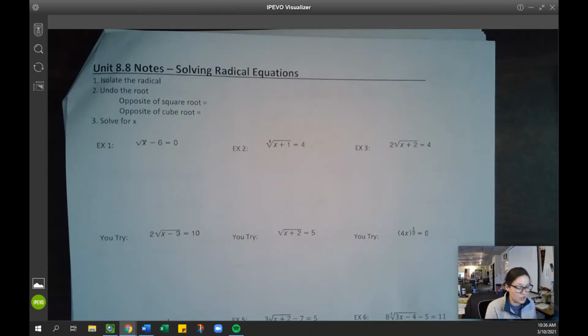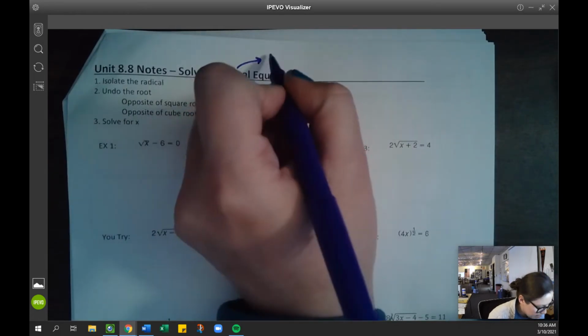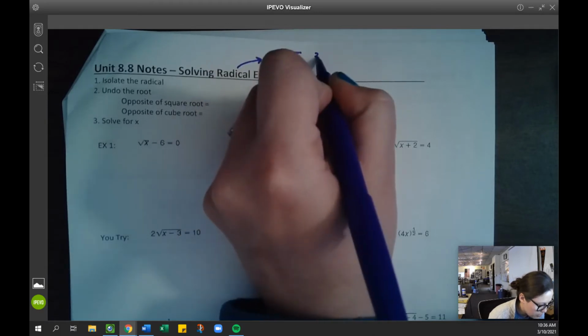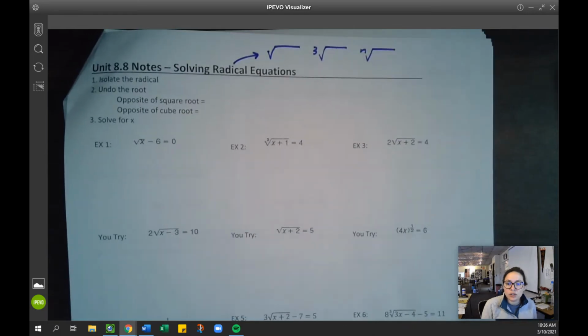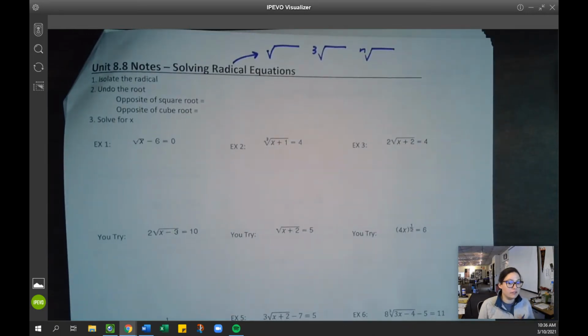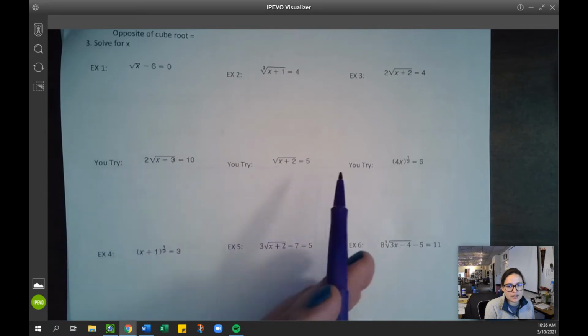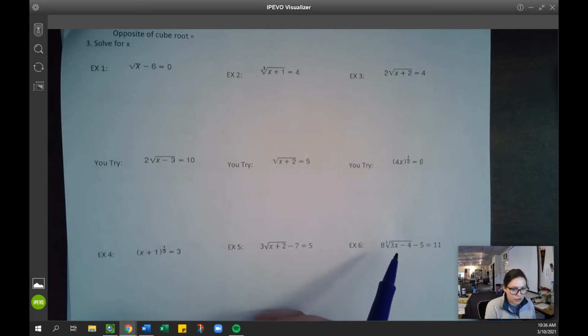Here we go with our Unit 8, Lesson 8 notes, and we are going to talk about solving radical equations. So remember, radical means anything with some sort of root, like square root, cube root, any sort of root, the nth root. That's what radical means as a math term. If you look at this whole page of notes, every single one of our equations has some sort of radical, whether it's a square root or a cube root.